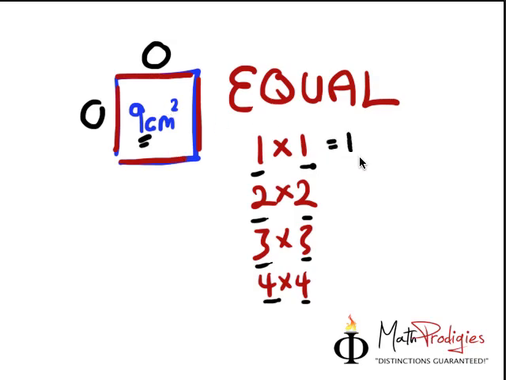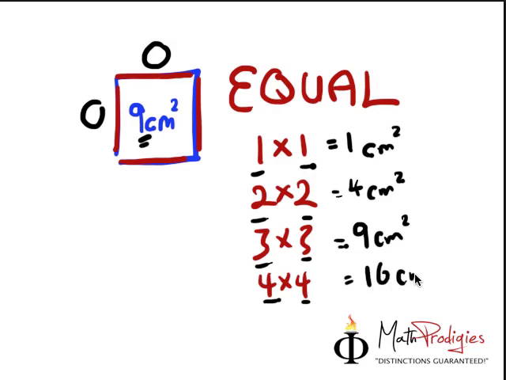Let's try over here. 1 times 1 gives you 1 cm squared. Is that correct? No. 2 times 2 gives you 4 cm squared. Is that correct? No. 3 times 3 gives you 9 cm squared. Is that right? Yes. 4 times 4 gives you 16 cm squared. So the answer is actually 3. 3 by 3 is going to give you 9 cm squared.